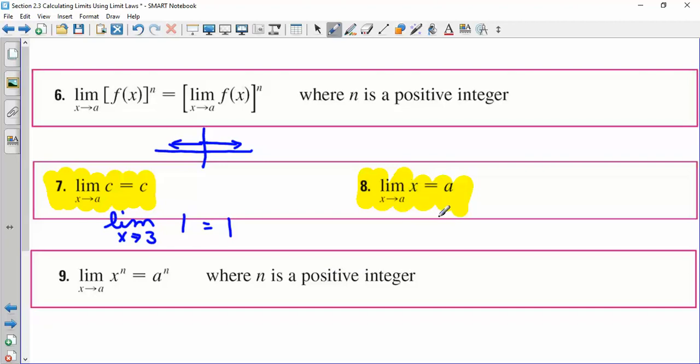Number 8, the limit as x approaches a of x equals a. So if I said the limit as x approaches 2 of x, my answer is just 2. So I am telling you here that if it's just a plain x, you can just plug in the number you're approaching. Okay, the reason that works is if you think about y equals x, that's the identity. So your points on it are 0, 0, 1, 1, 2, 2, 3, 3, 4, 4. So that's why that works.